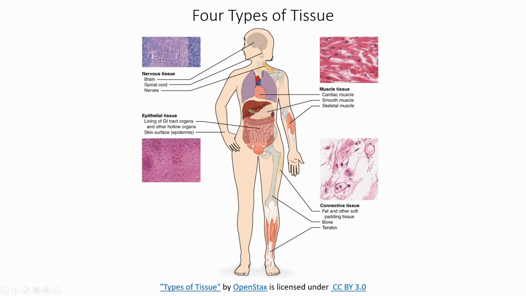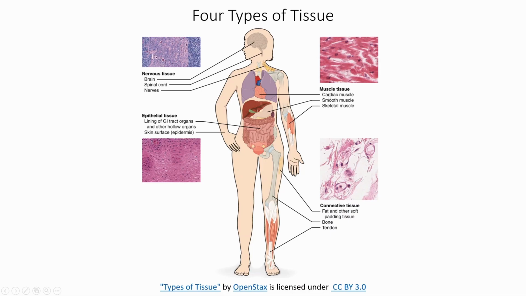So the 4 major tissue types, we have nervous tissue. These are going to be tissues that make up things like your spinal cord, your nerves, and your brain. Epithelial tissues, we like to think of these as linings, so the inner or outer linings of things, like the inside lining of your digestive system organs, as well as things like the surface of your skin, the inner lining of your mouth, the inner lining of the vagina. Those would all use epithelial tissue.